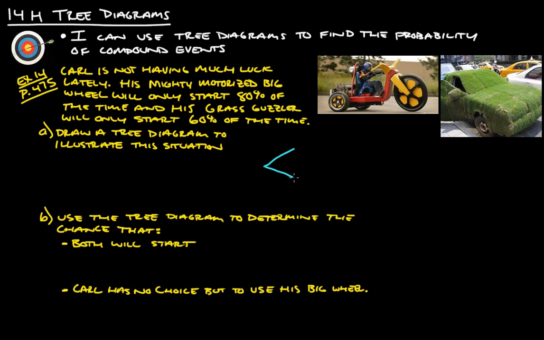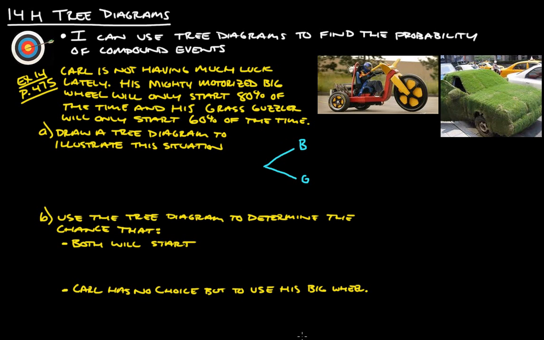So, start with a tree. Again, you can go vertical tree or horizontal tree, it doesn't matter. Let's take this here to be the big wheel, so we'll do that for B, and then this will be the grass guzzler. Okay, so we'll start 80% of the time.